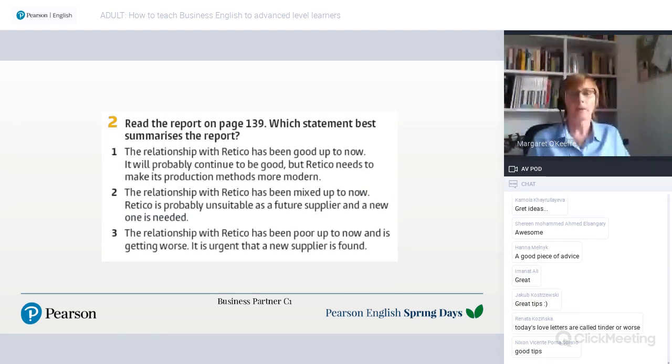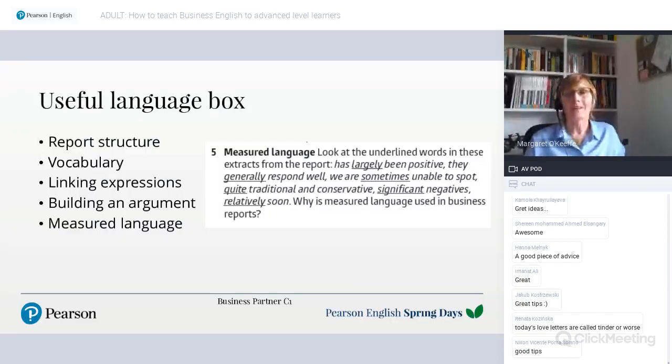And then they'll get a little follow-up summarizing the report, choose the correct summary for the report. And then we're going to look at the in-depth analysis of this report to help them with these five areas. So they'll look at the report structure, questions about the structure of the report, questions about the vocabulary used, questions about the linking expressions, building an argument, and measured language. You can see these are all vocabulary areas within the report and structuring the report. So the students will get a useful language box, and they'll also find more useful language in the report, and they'll get some questions to analyze the language that's being used. This will, of course, help them when it comes to their own report writing task.